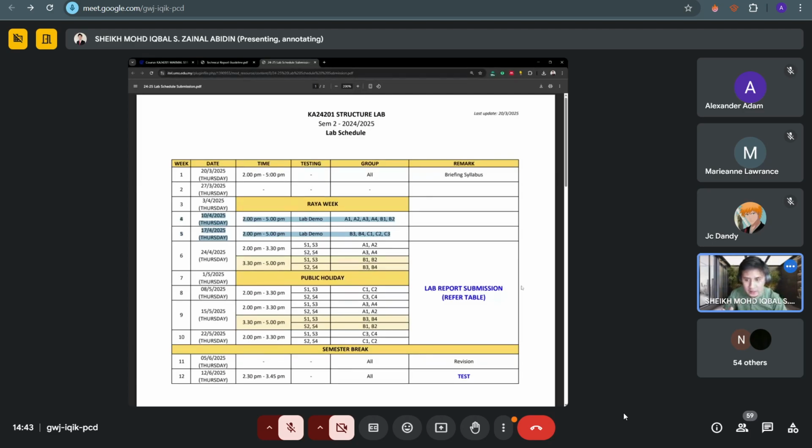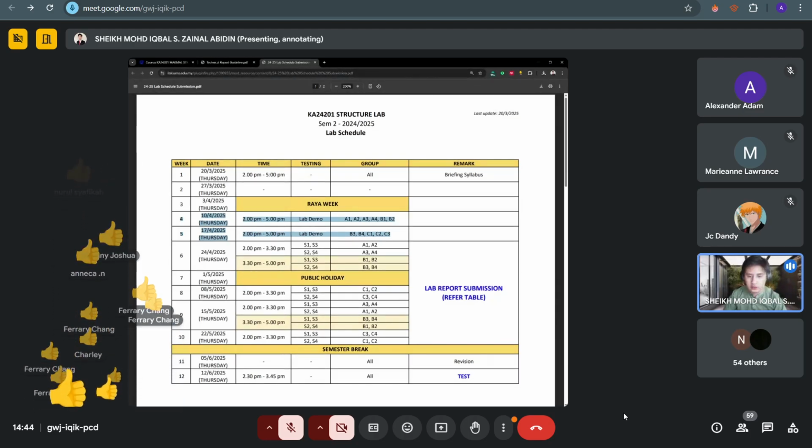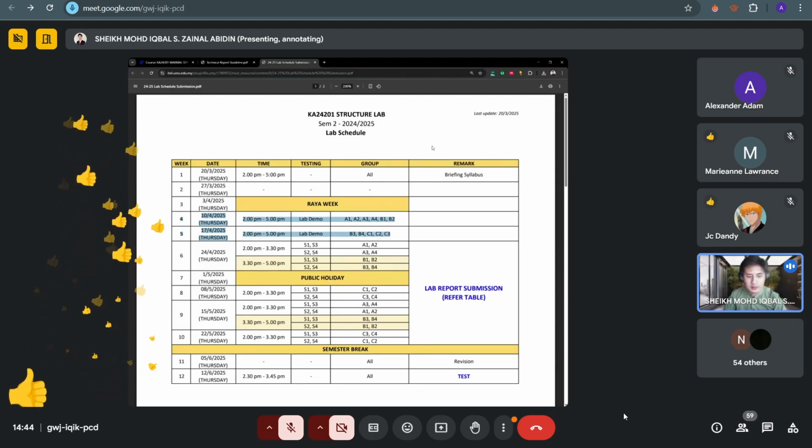Everyone needs to be there, because that's where you will learn how to operate the equipment. And after that, you're on your own, right? Starting from week 6 to week 10, you're going to operate the machinery on your own. All right, so make sure you come for the lab demonstration. Okay, so everyone, okay? Any questions? Okay, good.